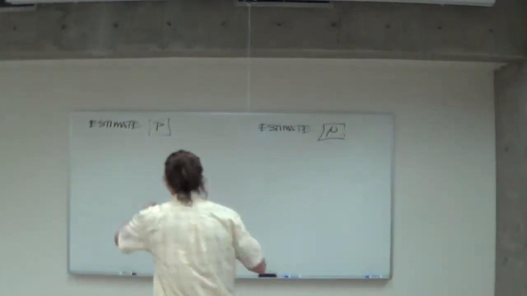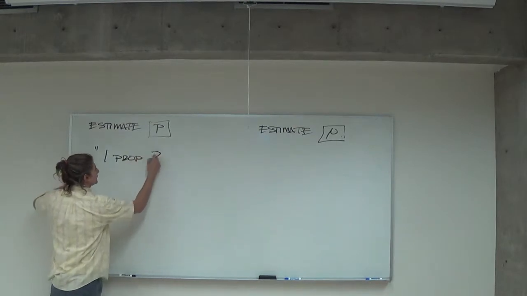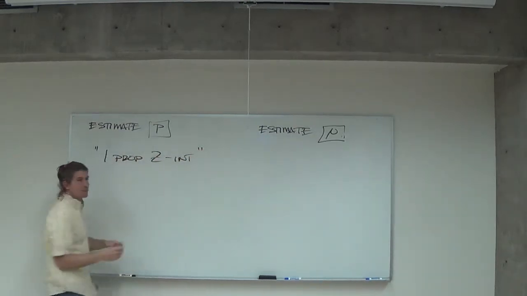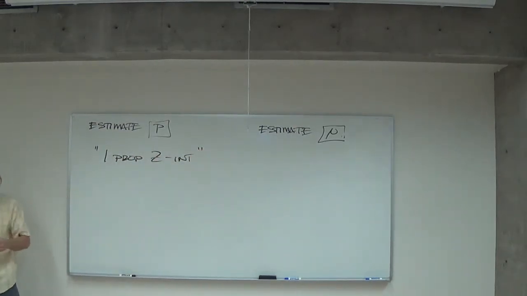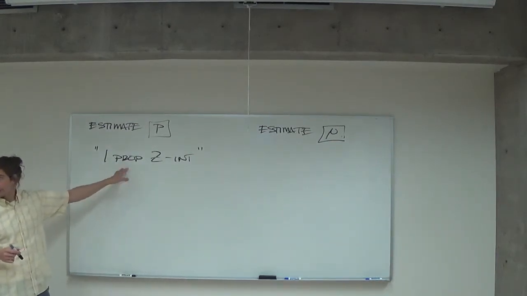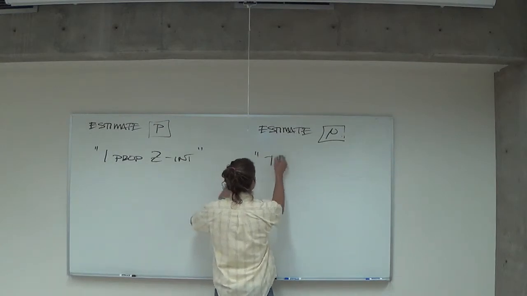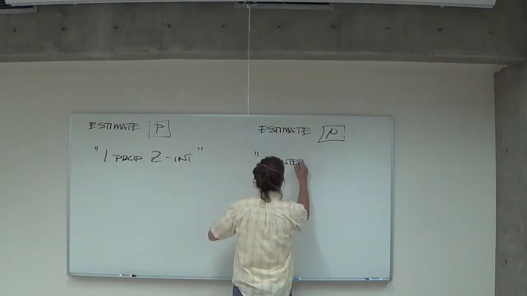This guy is called a 1 prop Z interval, 1PropZInt in your TI. If you're using your TI, some of you might be using cell phones, whatever, that's fine too, or Excel. Excel doesn't have one of these, FYI, just so you know. So if you want to use some other technology, you have to find one online. And estimating mu is just called T interval.